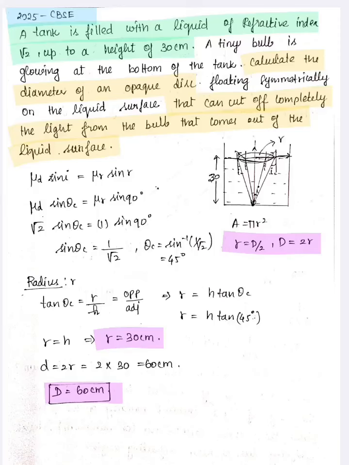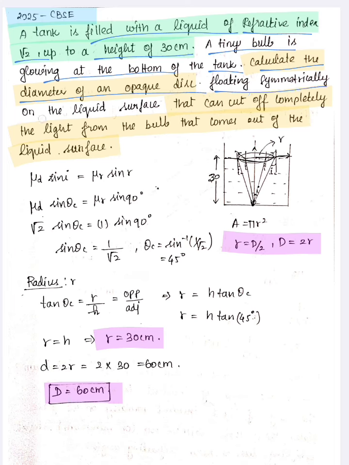The question is, a tank is filled with a liquid of refractive index root 2 up to a height of 30 cm. A tiny bulb is glowing at the bottom of the tank. Calculate the diameter of an opaque disc floating symmetrically on the liquid surface that can cut off completely the light from the bulb that comes out of the liquid surface.